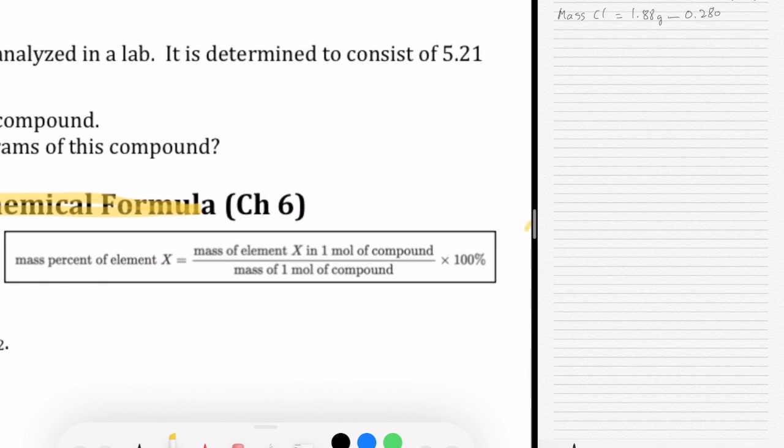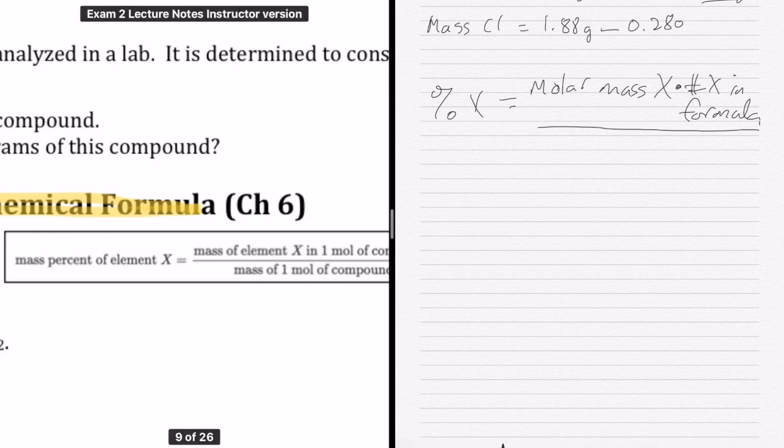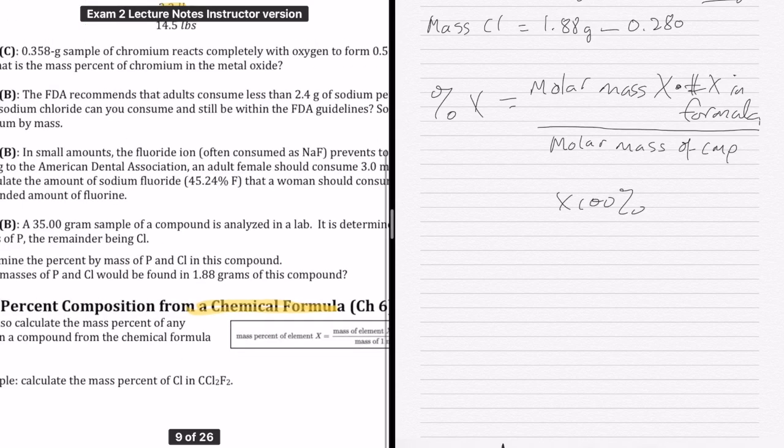To calculate the mass percent of element X, if you have the formula, you take the mass of element X in 1 mole of compound. Another way to say that is you need the molar mass of X, and then you multiply that by how many X you have in the formula, the number of X in formula. Then you divide that by the mass of 1 mole of compound, which really just means the molar mass of the compound. And then take the whole thing and multiply by 100%. Okay, so let me show you how this works.